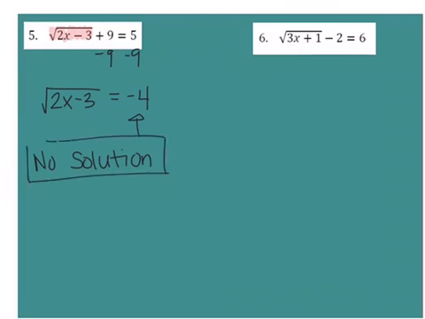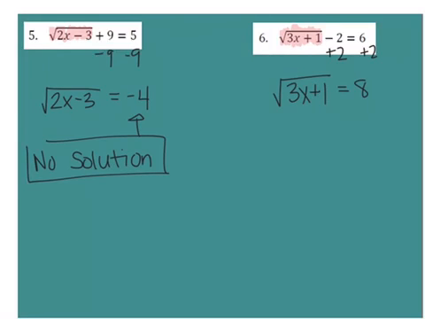Example number 6 now, same steps. We're going to highlight the radical. So this is the thing that I want to isolate. To do that, I need to get rid of the minus 2. So I'm going to go ahead and add 2 to both sides. So I'm going to have the square root of 3x plus 1 is going to equal 8.